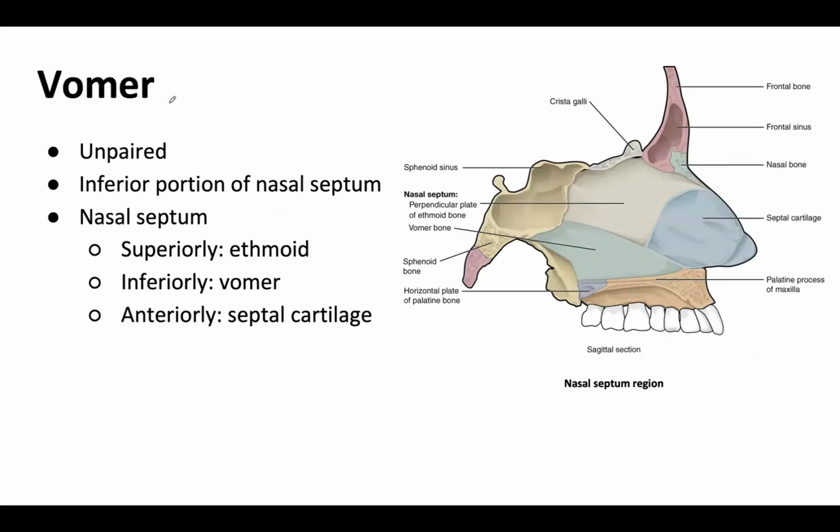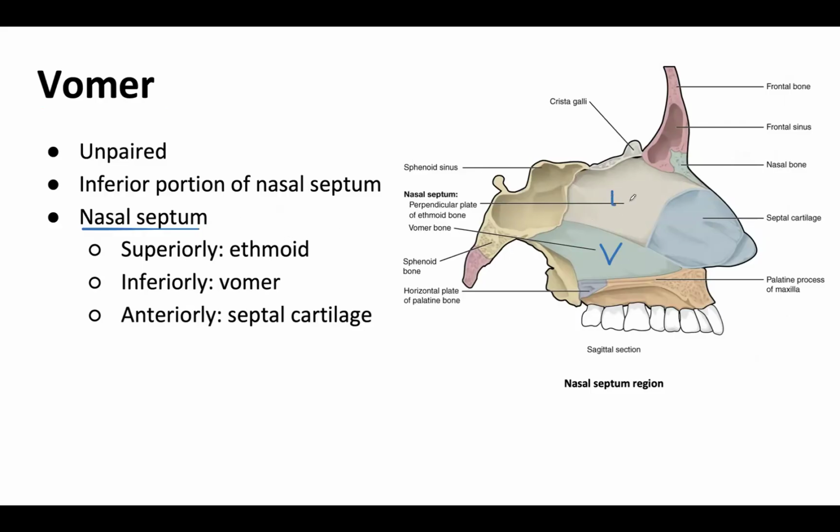Next, we have the unpaired vomer, which this bone's main function is forming the inferior portion of the nasal septum. So let's pause on this concept of the nasal septum real quick. The nasal septum will divide the nasal cavity into mostly equal right and left sides. So again, it's formed inferiorly by the vomer.